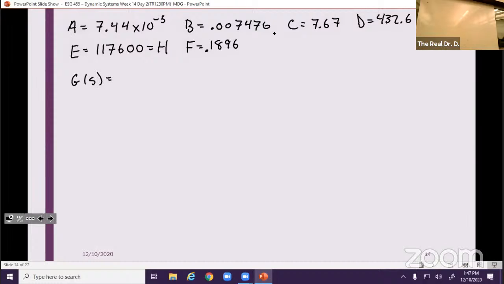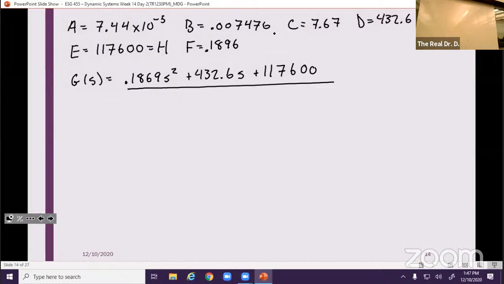So G of S is equal to 0.1869 S squared plus 432.6 times S plus 11,600, divided by 7.44 times 10 to the minus 5 S to the fourth plus 0.007476 S cubed.